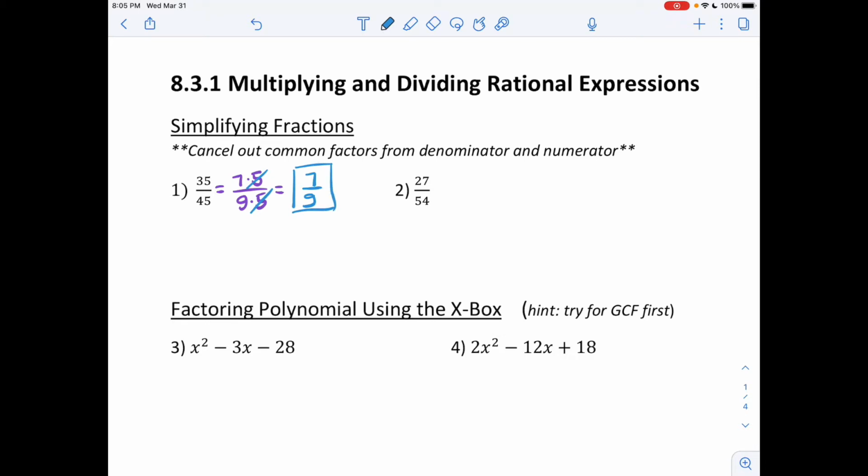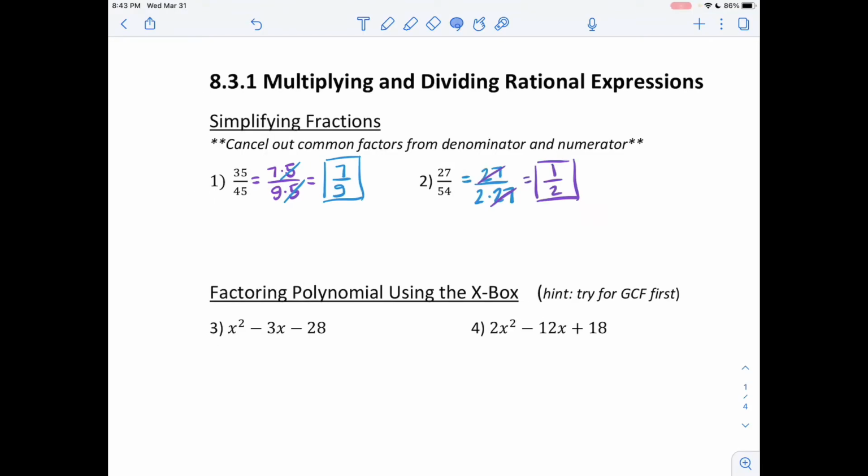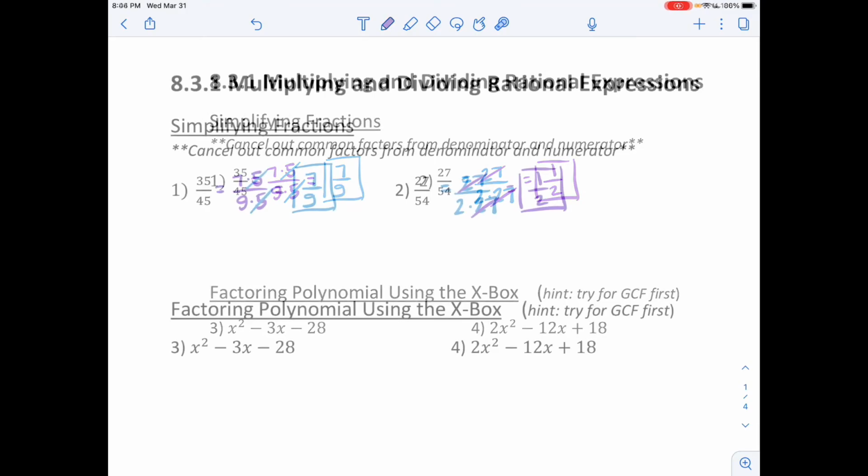Next, let's look at 27 over 54, and why don't you pause the video and try that one on your own and come back to double check. Okay, so 27 and 54 actually have a 27 in common. You might have realized that they had a 3 or a 9 in common and taken that out to start, but you need to do the simplest form. So if you only took out a 9 or a 3, you need to take out the other one because the whole thing can be reduced to a 1/2.